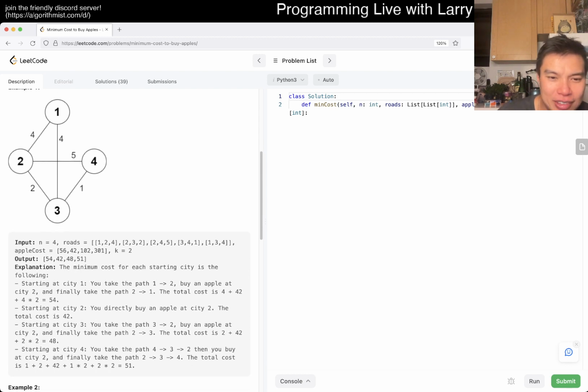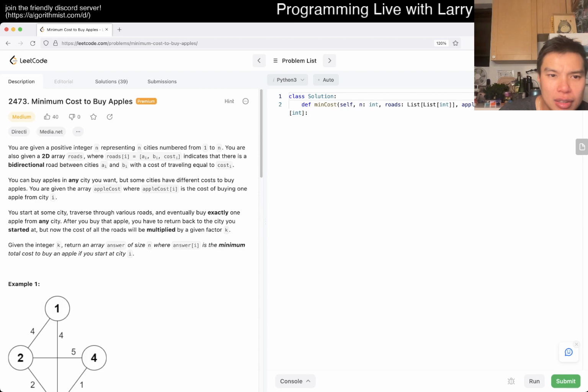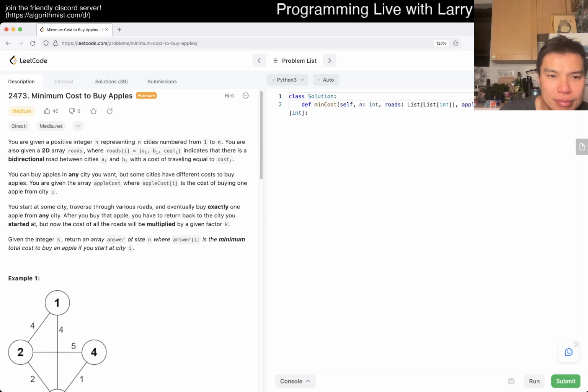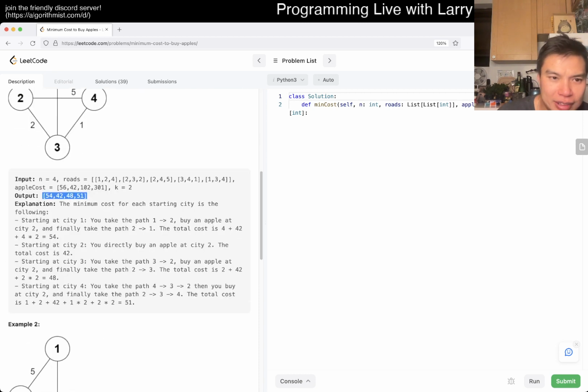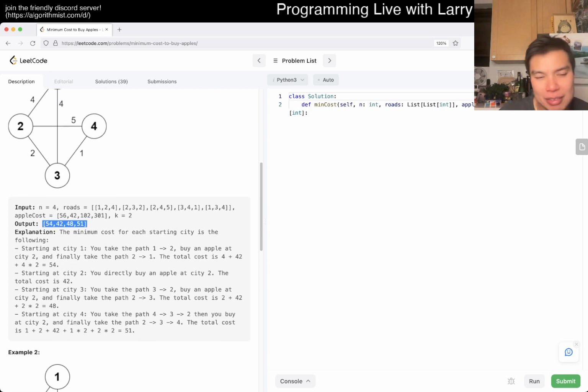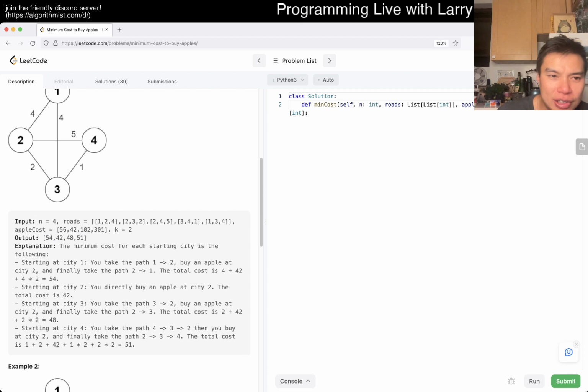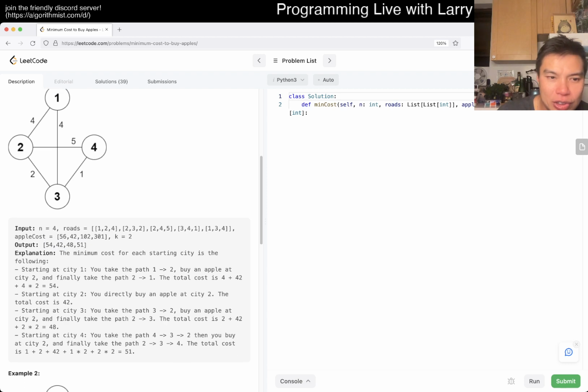Okay, start at city 1. So k is 2, you have 4, and you want to buy an apple. Oh, you have to do it for each city, not just one given city. Okay, that part I don't know if I would call it misread. I just made an assumption. Okay, so start at 1, you go to 2, you buy an apple at 2, and you go 2 to 1, so 4 times 4.